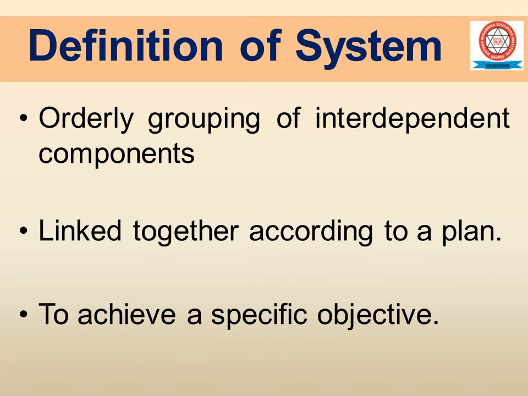Definition of system. What is system? It is orderly grouping of interdependent components. Means system is collection of components or parts and these parts are interdependent. They are linked together according to a plan. Means these components are linked together as per the plan, and these are done to achieve a specific objective or goal.